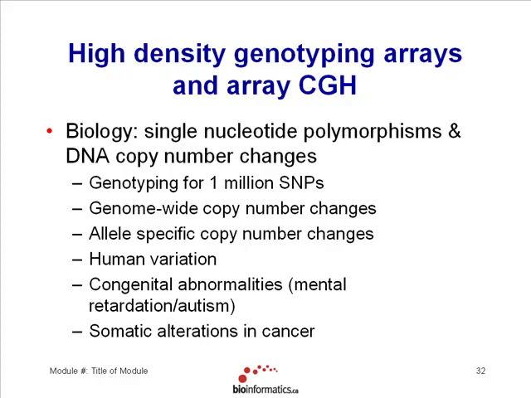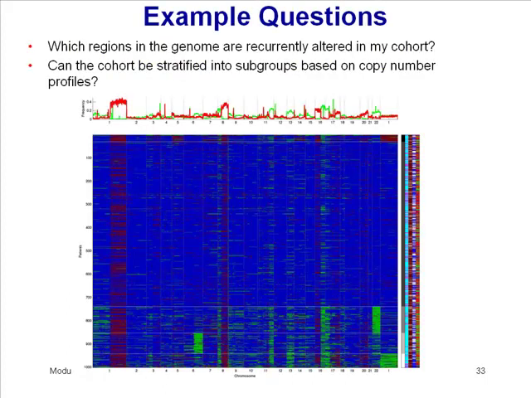Again, I mentioned somatic alterations in cancer. This is the type of biology that can be measured with high-density genotyping arrays. Here's just an example of a data set and some example questions. Which regions in the genome are currently altered in my cohort? Here I've plotted the genome, chromosomes 1, 2, 3, all the way through X. So one can actually measure the frequency of alterations.